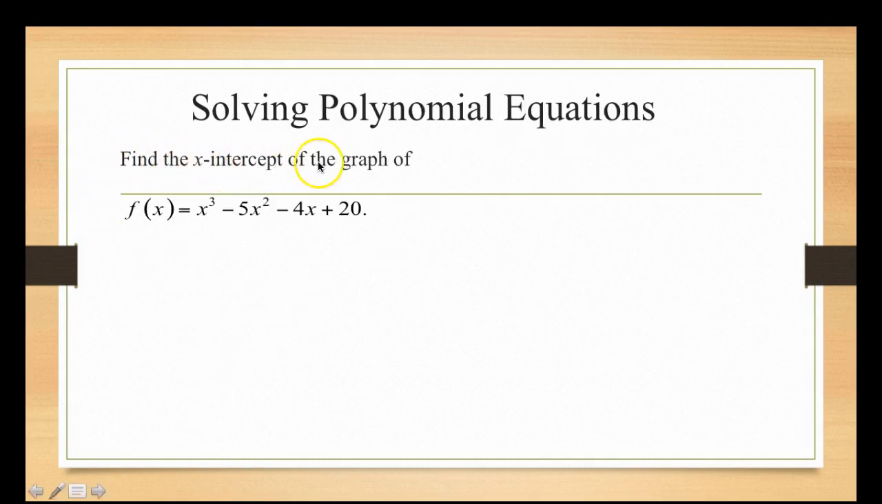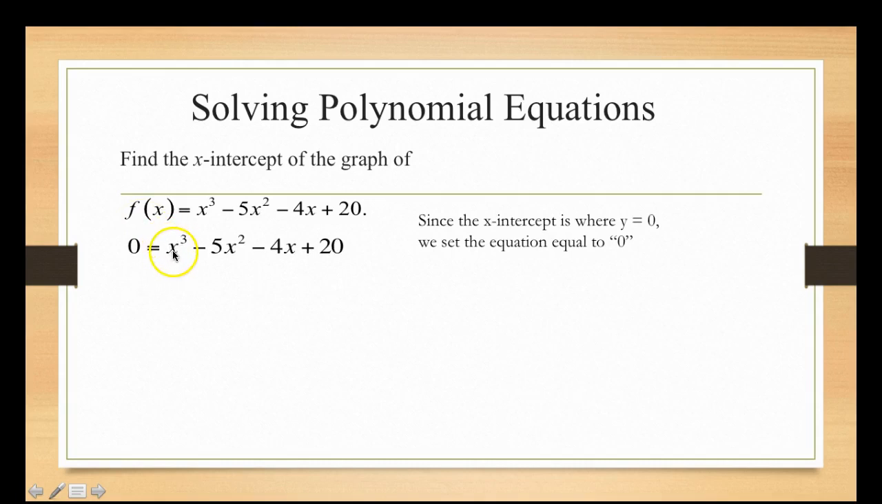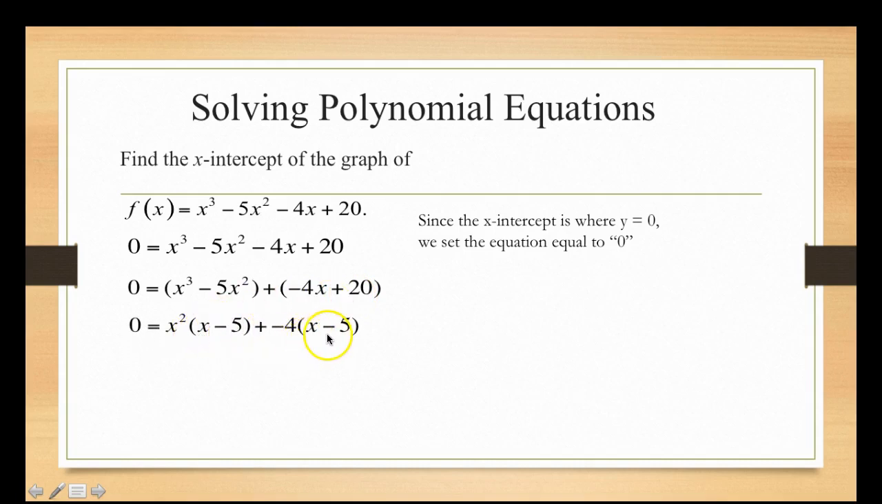For my x-intercepts, remember, I must make y 0. And because I have 1, 2, 3, 4 terms, I need to factor by grouping. I can factor an x squared out of the first set of parentheses, and I can factor a negative 4 out of the second set of parentheses. Notice x minus 5, x minus 5. Since they're the same, that's one of my factors. My other factor will be x squared minus 4.